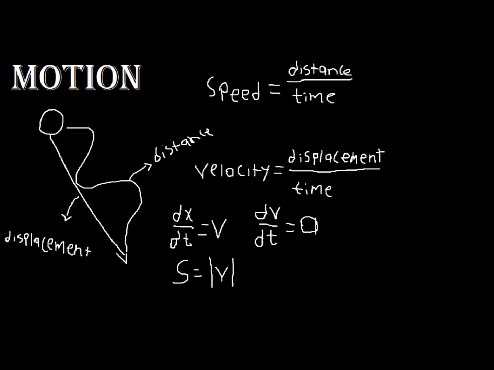Speed is the absolute value of velocity. There are four primary equations, known collectively as the kinematic equations, which apply to problems concerning motion. Velocity equals position over time. The final velocity equals the initial velocity, plus the acceleration multiplied by the time.